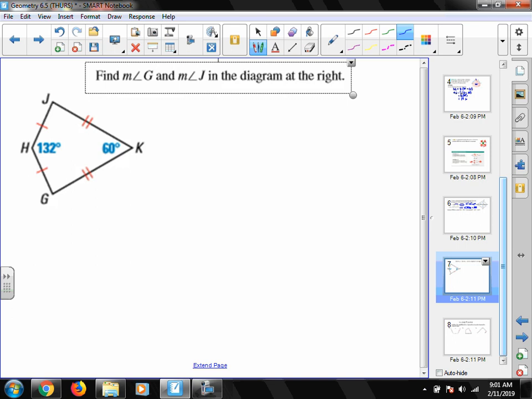But that means, going back to our theorem about kites, there has to be exactly one set of congruent angles. That means G and J have to be those congruent angles. So right away, I know that the measure of angle G is equal to the measure of angle J.